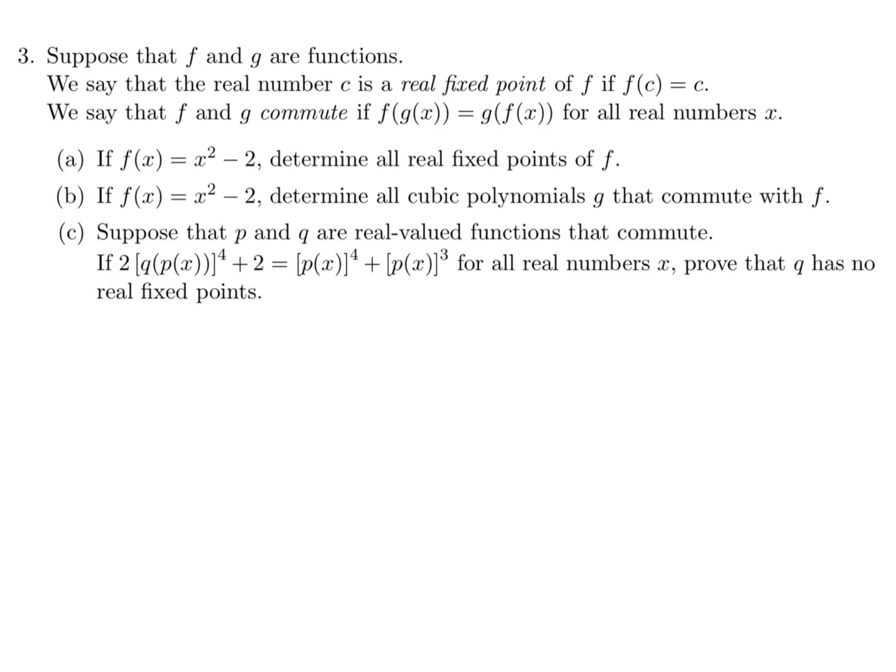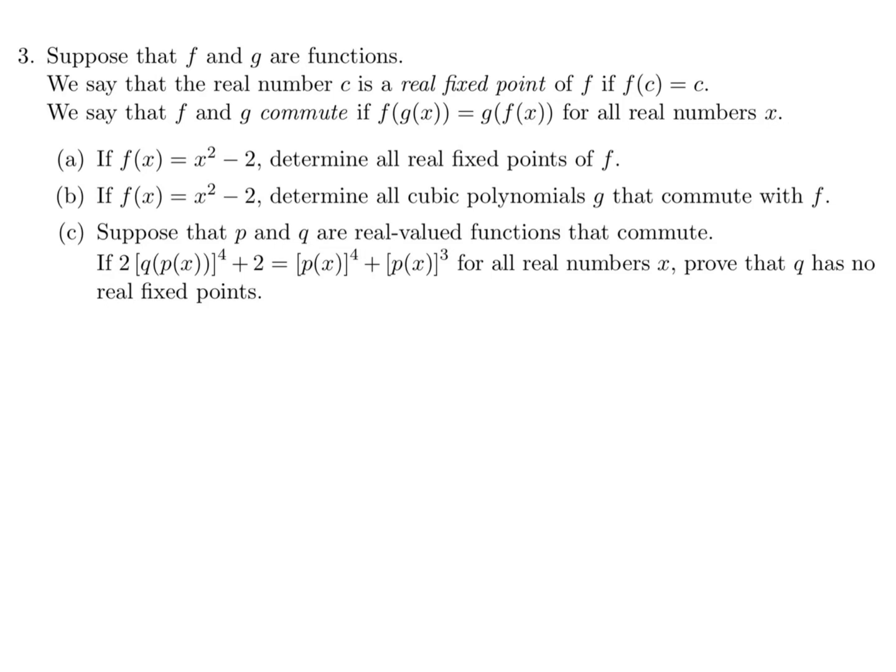Suppose that f and g are functions. We say that the real number c is a real fixed point of f if f at c is equal to c. We say that f and g commute if f at g at x is equal to g at f at x for all real numbers x. Part A. If f at x is equal to x squared minus 2, determine all real fixed points of f.